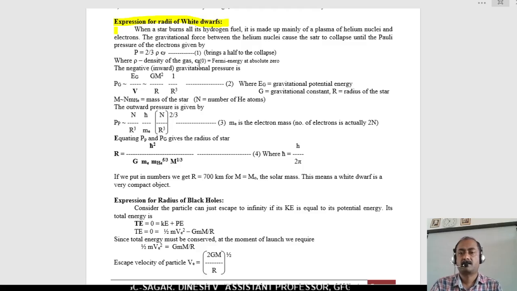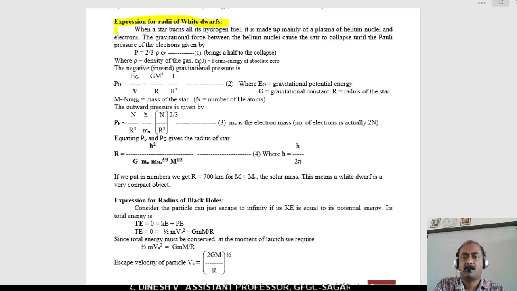Welcome students. In the previous class, we discussed the evolution of stars. Today, in this session, I am going to explain the expression for radii of white dwarfs.